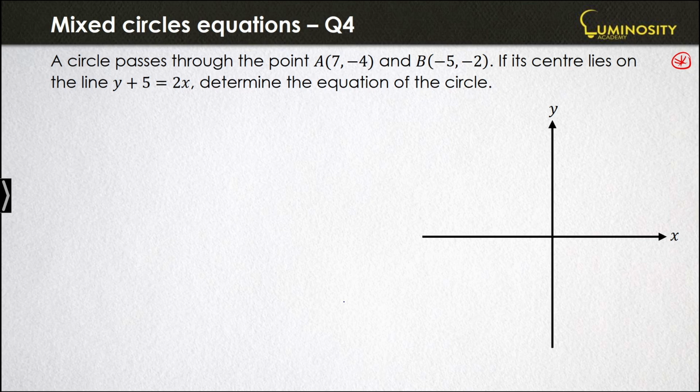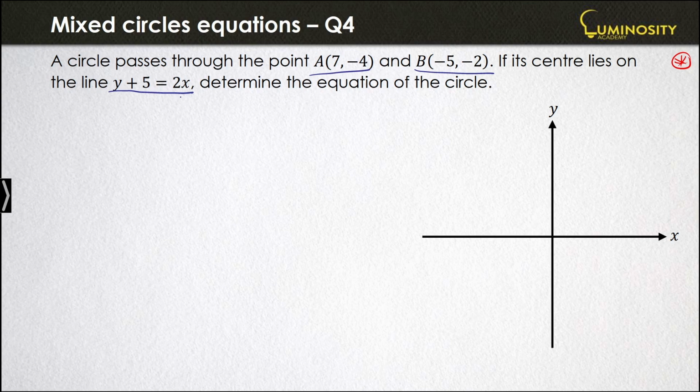A circle passes through the points A(7, -4) and B(-5, -2). If its center lies on the line y + 5 = 2x, determine the equation of the circle. Okay, so quite a bit to unpack here.